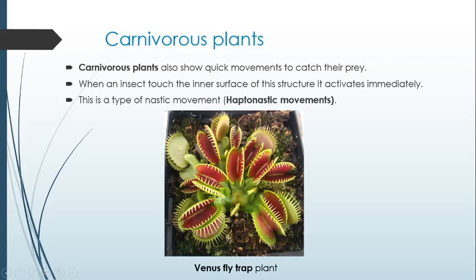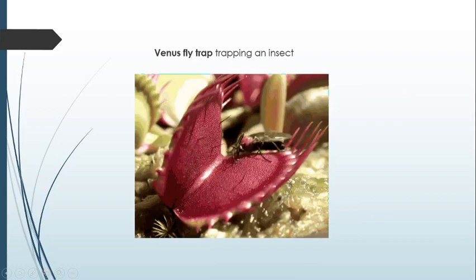When an insect touches the inner surface of this structure, it activates immediately and closes these two lids together. So this is actually a hypnostic movement, because it is sensitive to touches or shocks. In the diagram you can see the Venus flytrap plant. This is a well-known carnivorous plant for these hypnostic movements. This is how these plants catch a prey.